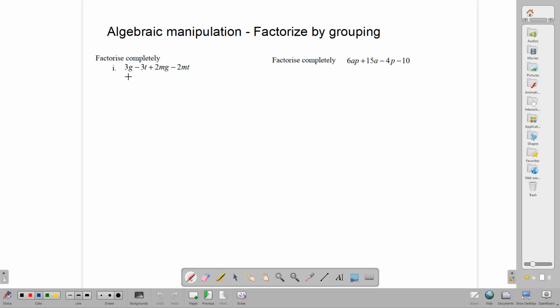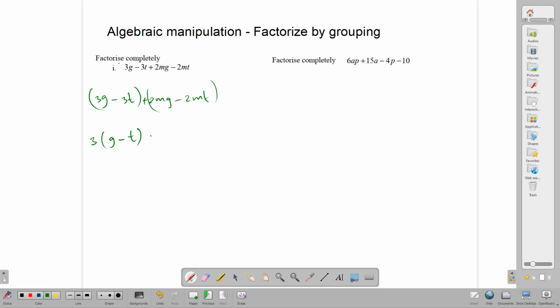In this question, we're looking at 3g minus 3t plus 2mg minus 2mt. Again, these two have something in common. These two have 3 in common, and these two have 2m in common. So we can factor out our 3 here. 3g divided by 3 gives us g, minus 3t divided by 3 gives us t.